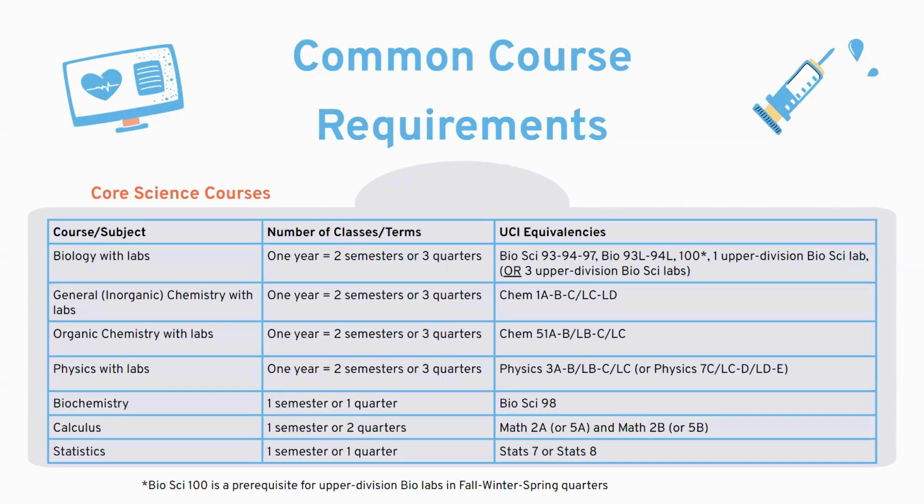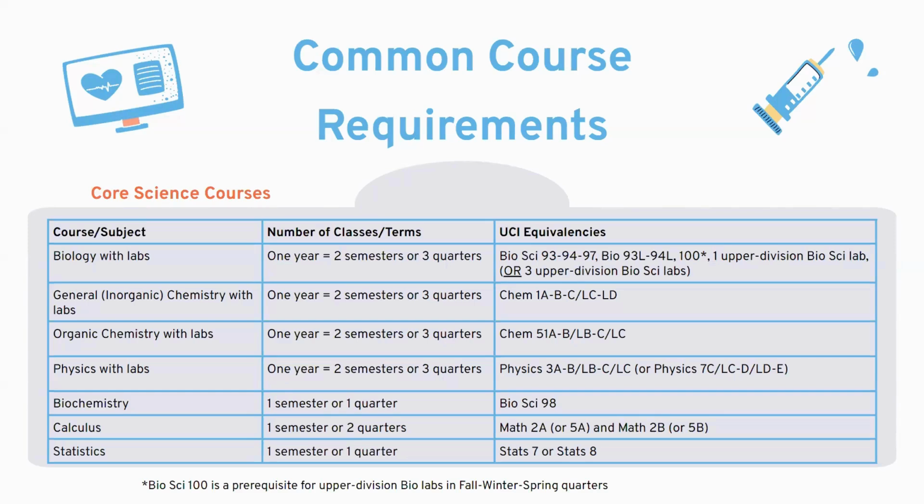Another physical sciences requirement is physics with labs. Again, a full year. So again, 2 semesters or 3/4. Here at UCI, that would be one of two series, either Physics 3A, B in the lab, Physics 3C in the lab, or the Physics 7 series, which is comprised of Physics 7C LC, D LD, and E.